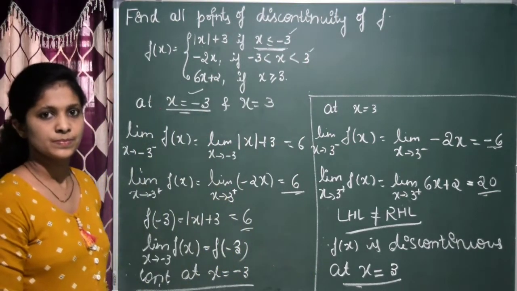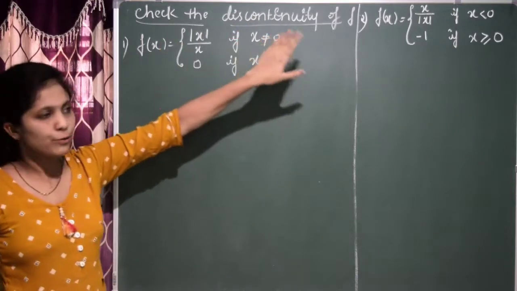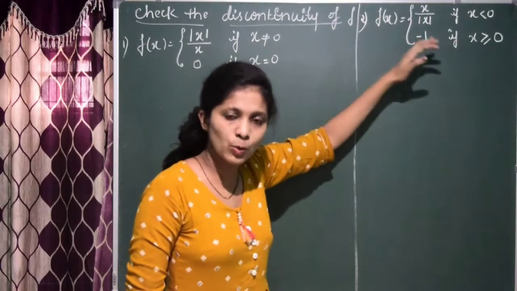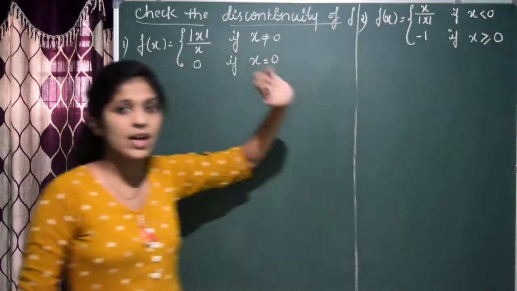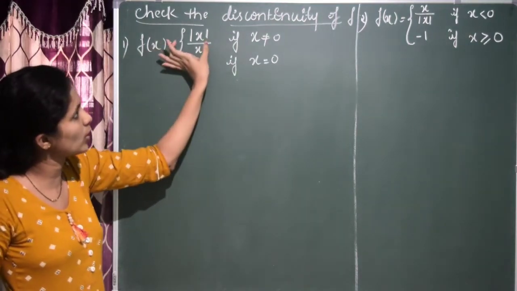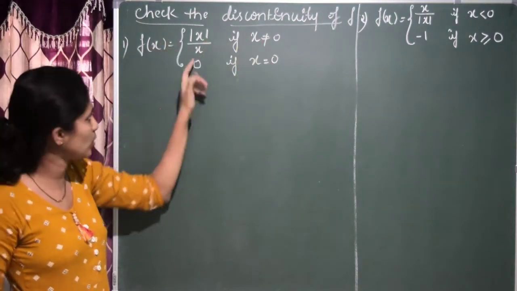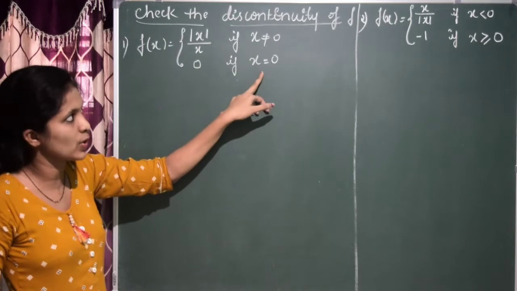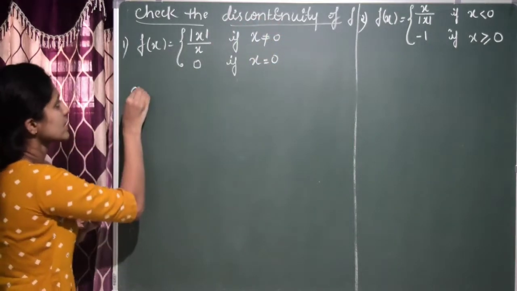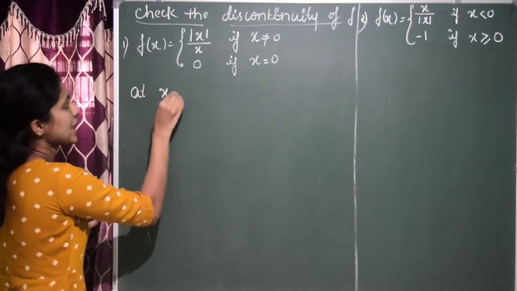Important problem. See here, check the discontinuity of f, similar to the previous problem. Here I have written two problems. Both the problems are similar but the answer is different. That's why I have written them together. See here, the function is defined. F of x is equal to mod x by x if x is not equal to 0, and 0 if x is equal to 0. We'll check the discontinuity or the continuity at the point x is equal to 0.